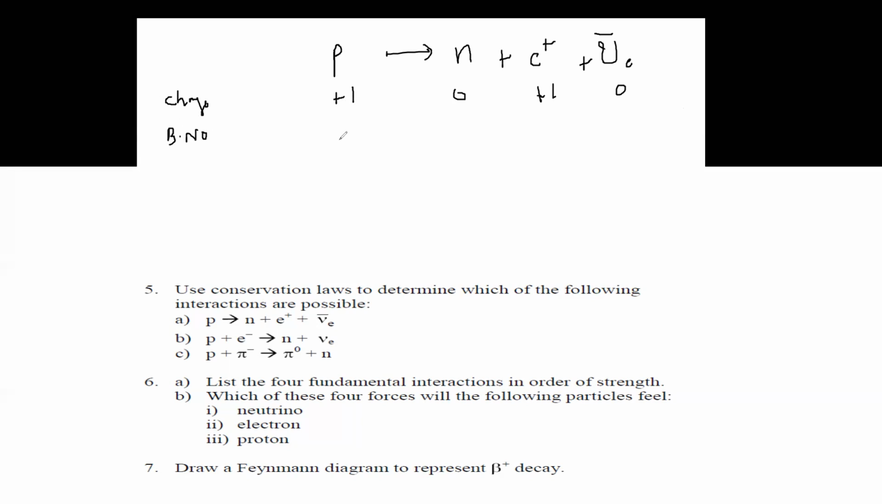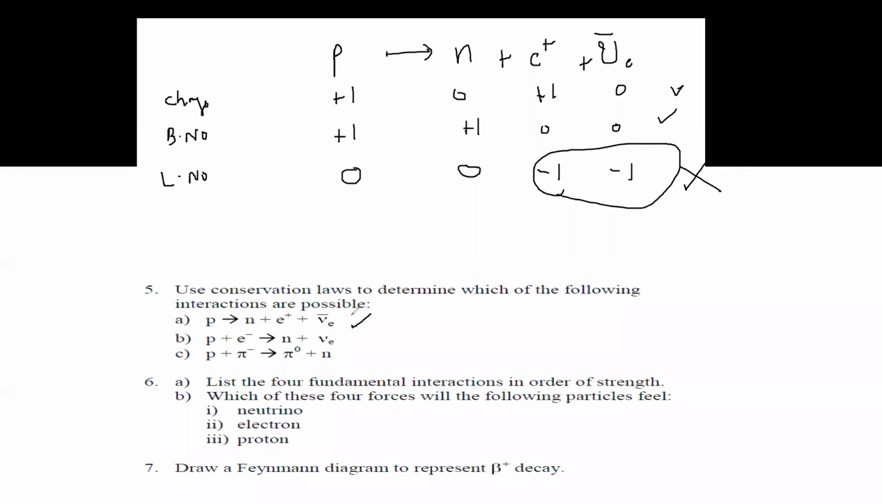Then I will check the baryon number. The baryon number for every baryon is +1, so this is +1 and this is +1, and leptons have baryon number 0. So baryon number is conserved. Then I'll check the lepton number. Proton is not a lepton, so that's 0. Neutron is not a lepton, 0. For every lepton, like electron neutrino, tau neutrino, and muon neutrino, the lepton number is +1, and for an anti-lepton it's -1. So you can see the lepton number is not conserved, so this interaction cannot occur. The remaining two, when you apply the conservation laws, you will find that they can happen.